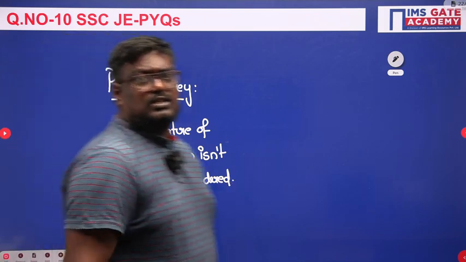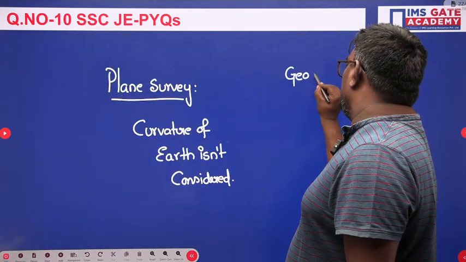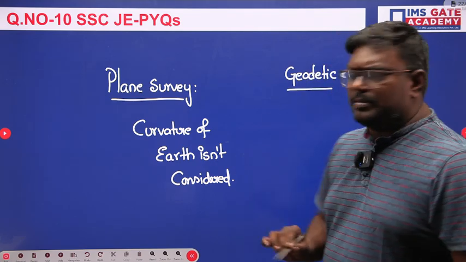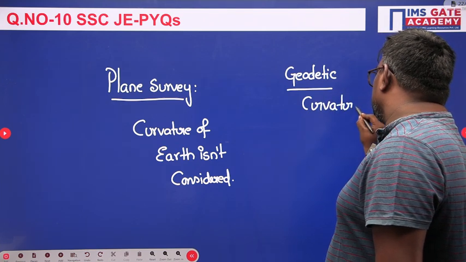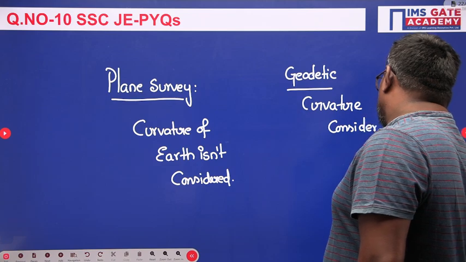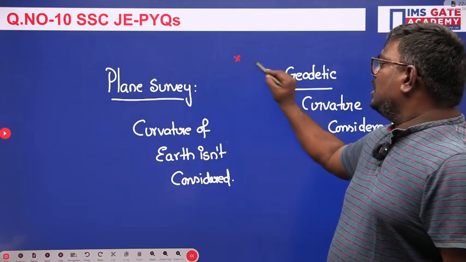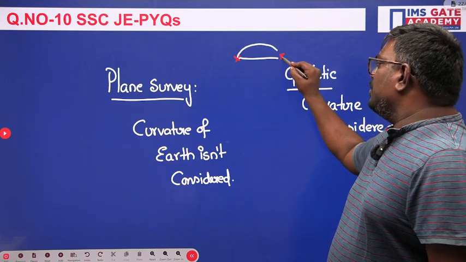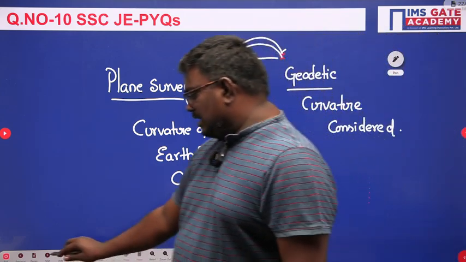Now, my dear students, if I talk about geodetic surveying, the curvature of the earth is considered. What, sir? Curvature of earth is considered. And remember, the curved surface is considered because the shape of the earth is an oblate spheroid. There are 2 points A and B here. If you are measuring in this way, then it is plane surveying. If you are measuring with the curvature taken into effect, then it is called geodetic survey. So the answer will be curved.